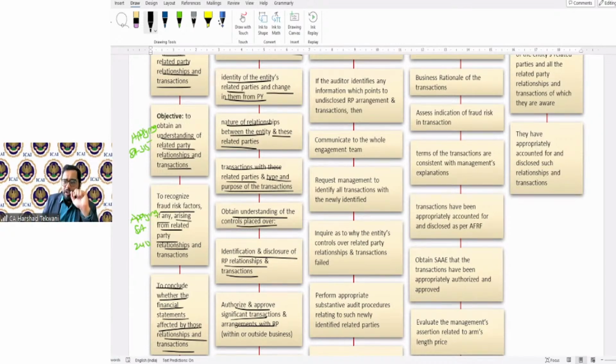Which section in the Companies Act talks about related party transactions? Come on, guys, you might have already seen. Which section of the Companies Act talks about related party transactions? Okay, so Section 188 talks about related party transactions.